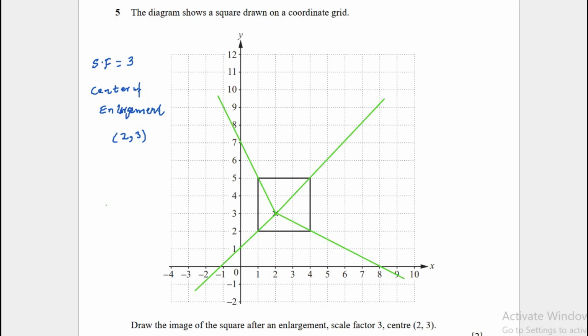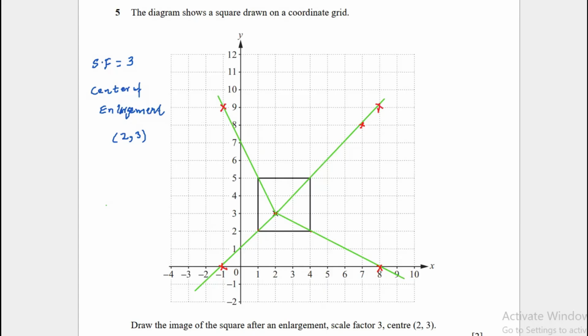Now remember, from the center to the corner we have one box. As we know the scale factor is 3, it is 3 times as big. Now we will count from the center 3 boxes down: 1, 2, 3. So this is my point. Same as from the center to the corner we have 2 boxes, so 2 multiplied by 3 is 6. So 3, 4, 5, 6. This is the point. 1 to 2, so 1, 2, 3, 4, 5, 6. This is the point, and if I count carefully this one, 2, 3, 4, 5, 6, this is the correct point.